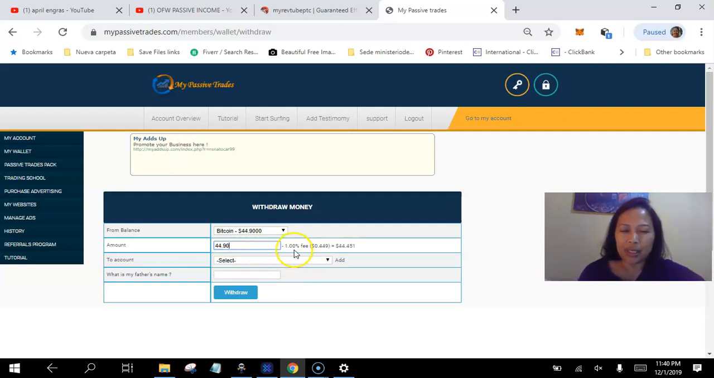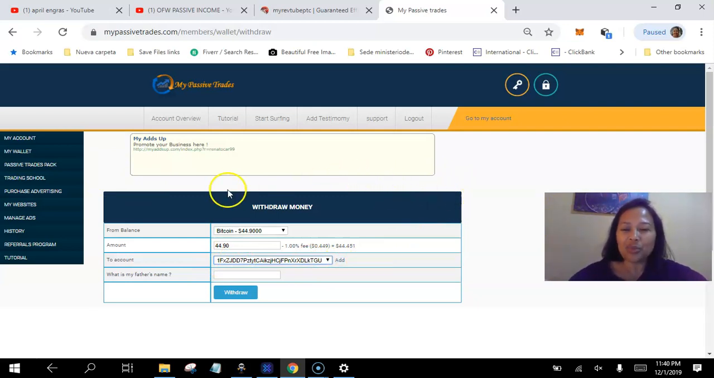So look at this, guys. You have a fee of 0.44 from your 44.90. So you will receive $44.51, and it's equivalent to Bitcoin. Okay, I'm using Bitcoin. So this is my address, my wallet.